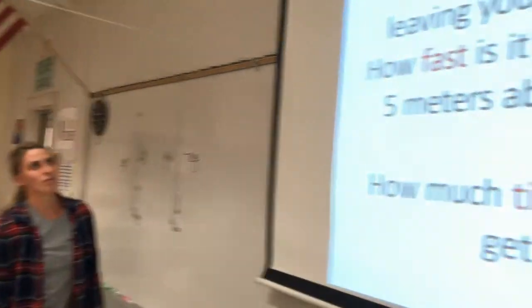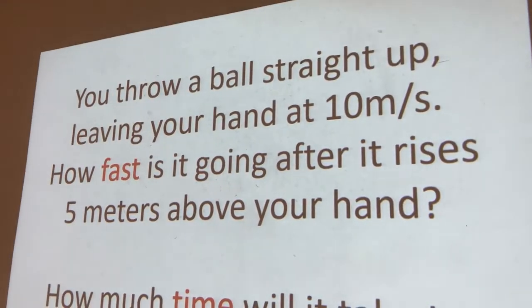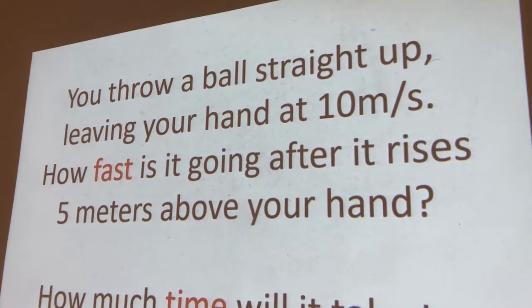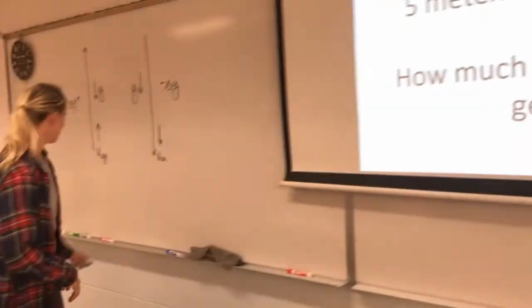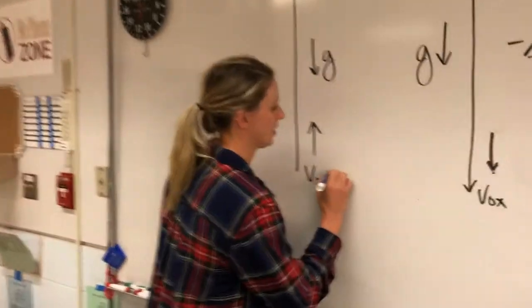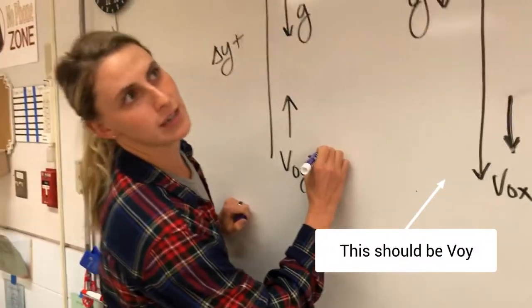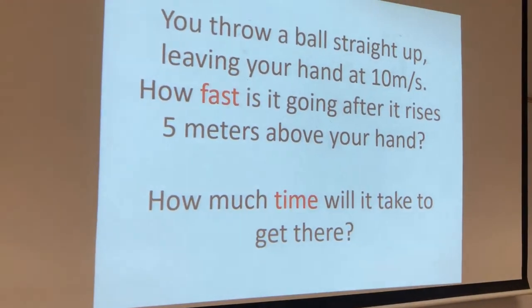Okay. Here we go. We got more words. You throw a ball straight up, leaving your hand at 10 meters per second. How fast is it going after it rises 5 meters above your hand? So I'm going to go 10 meters per second here. Okay. How fast is it going after it rises?